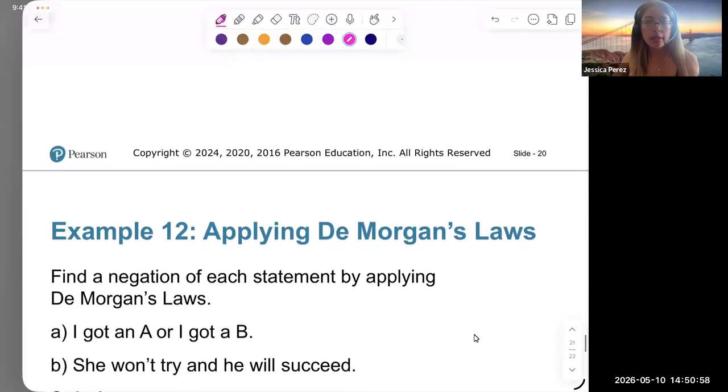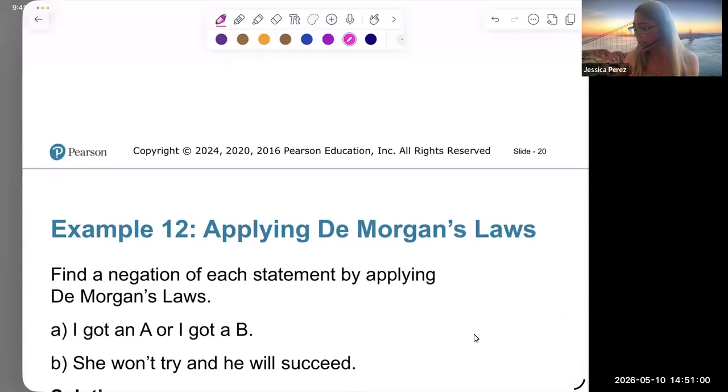So let's look at De Morgan. I got A or I got B. So it says A or B. I have A or I have B.